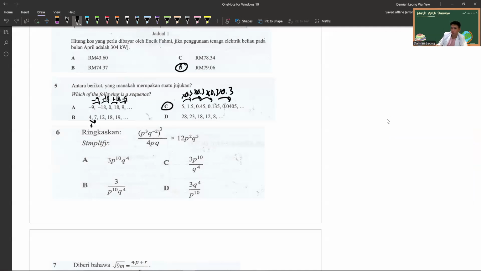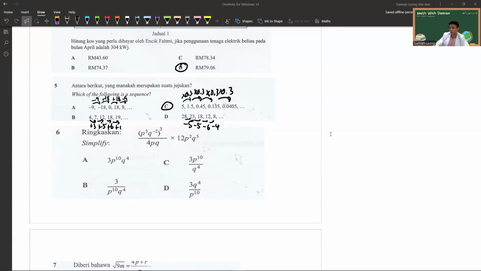If I try this, plus 3, plus 5, plus 6, plus 1. So it's not a specific pattern. Minus 5, minus 5, minus 6, minus 4 is not a fixed pattern as well. So the only one that changes in the fixed pattern is this. So that would be the sequence. That's for question 5. Then question 6.